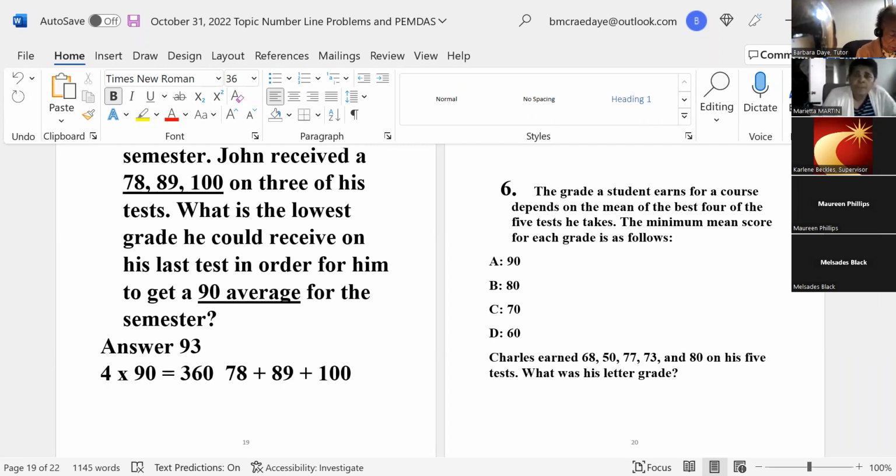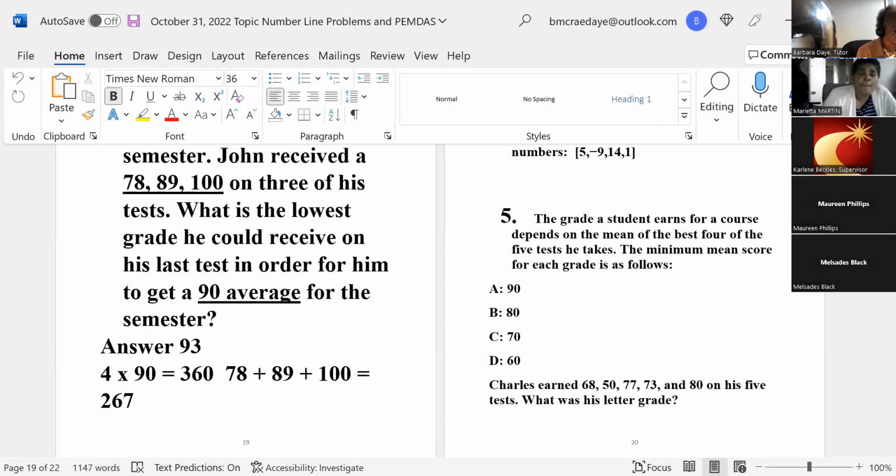Marietta, what did you say you got? 267. Now take the 360 and you subtract the 267, and you got what? 93. That's your answer. Same thing Maureen got.